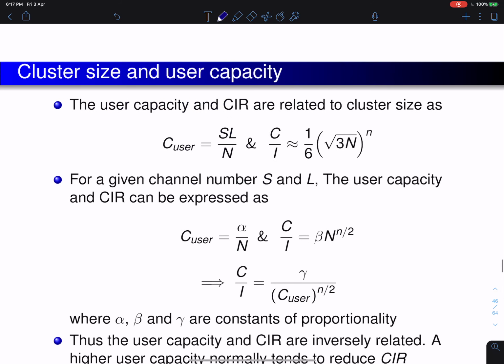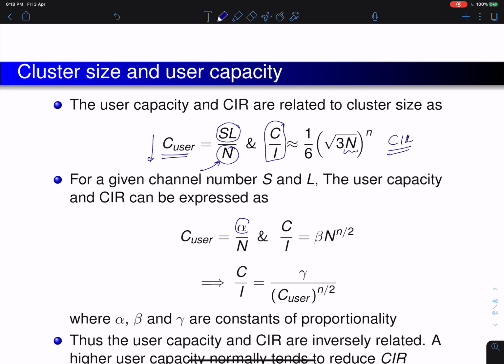Okay, now we will try to relate the user capacity and carrier to interference ratio. The only parameter that's relating them is N. Both S and L are constants here. Once you fix the number of channels and number of cells, radius is fixed, L is fixed. The only variable here is the cluster size N. Similarly, in the carrier to interference expression, the only variable is the cluster size. But they both are inversely related to each other. If you increase N, CIR, the carrier to interference ratio, increases, but the user capacity reduces.